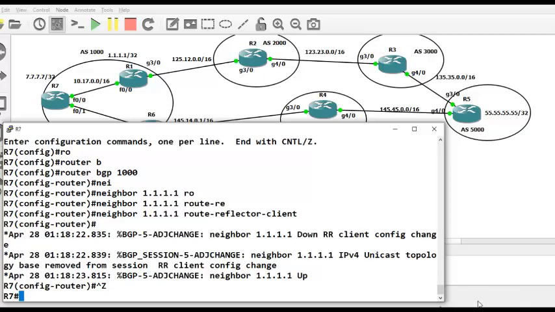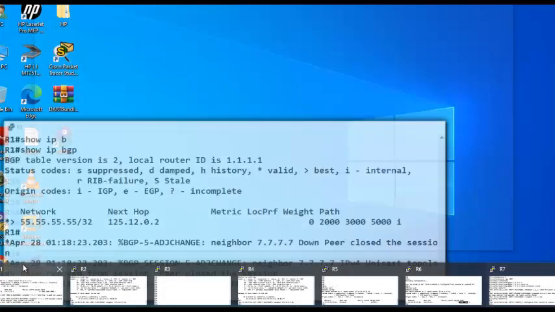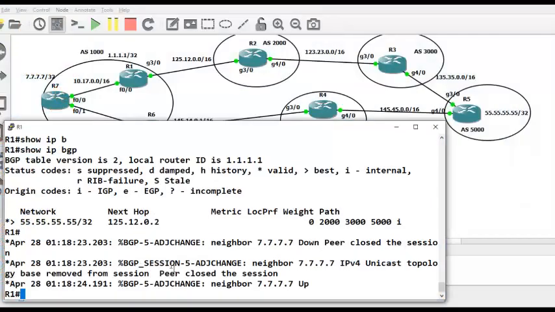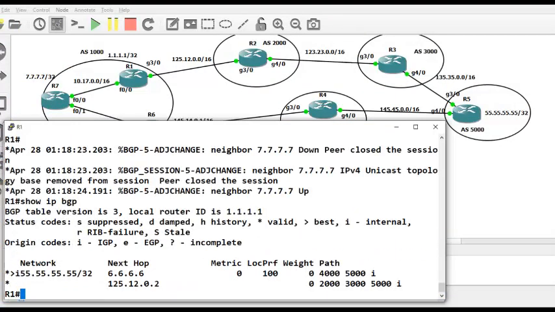If you go to router 1 now, earlier we were having only one path via EBGP, but now you have two paths. One via EBGP, the other one via IBGP.